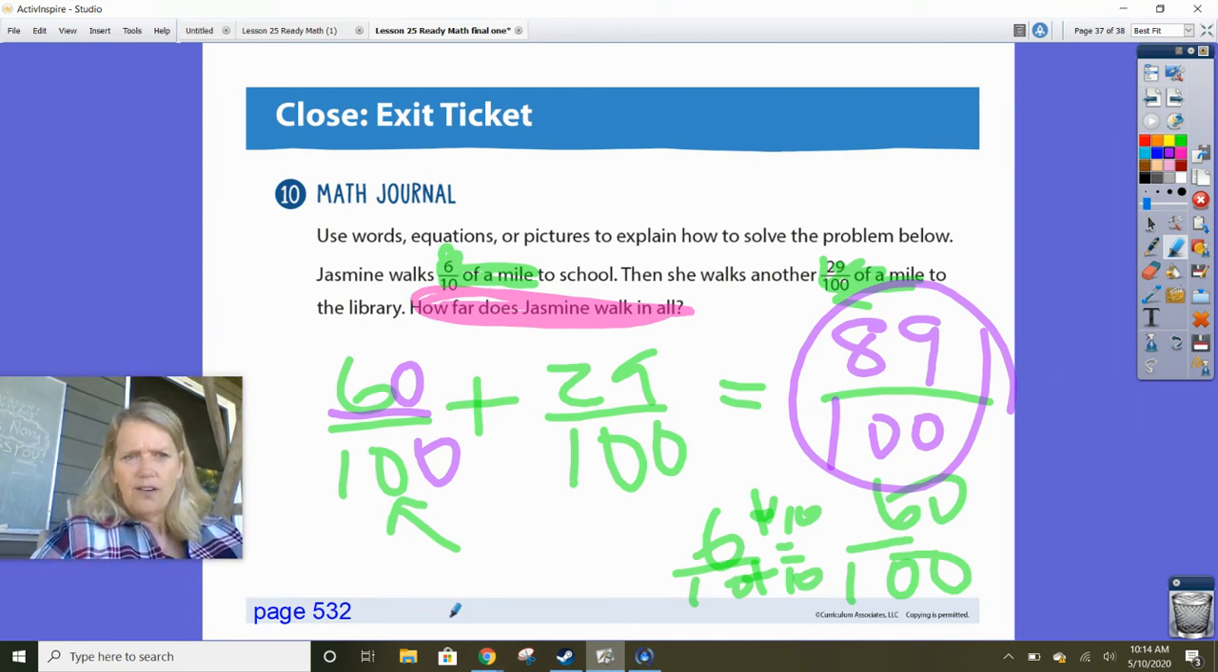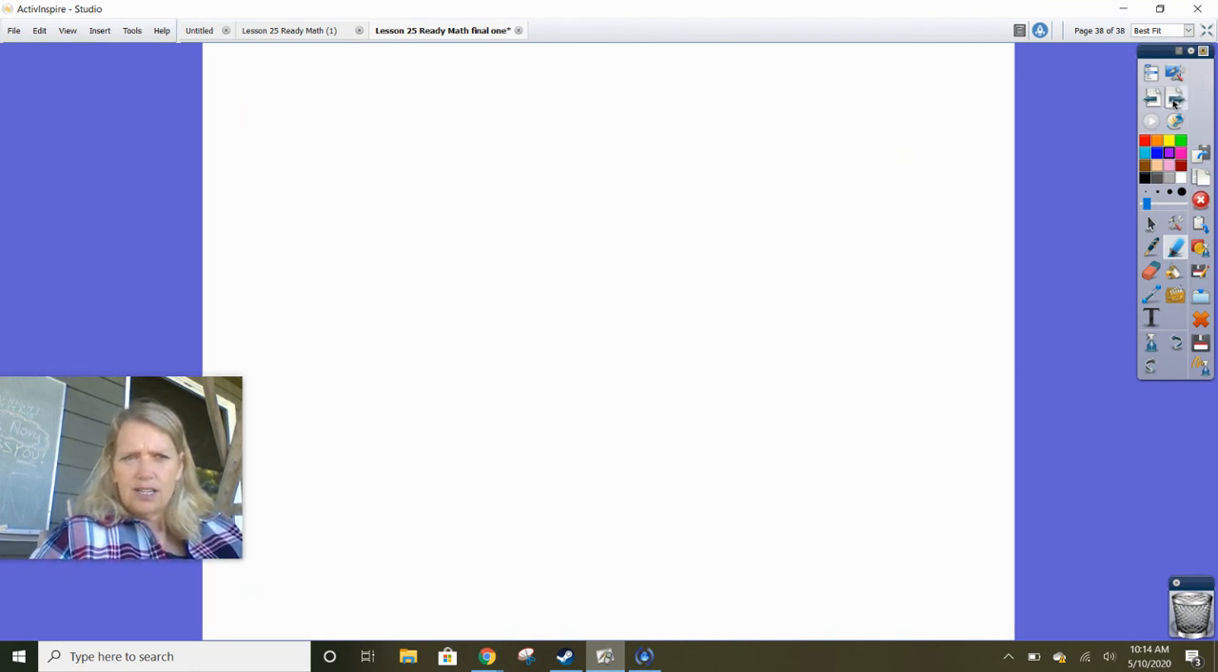All right, so that's page 532. I believe that is it. Let's check to see if there's, yep, that is it.